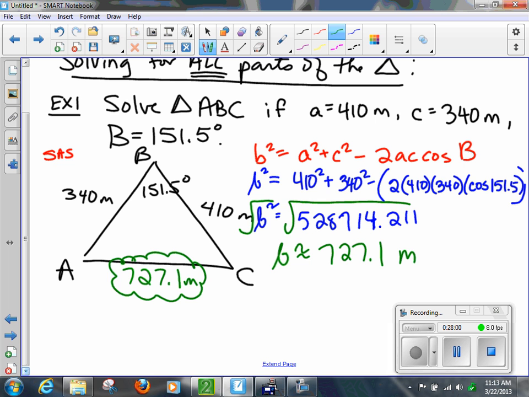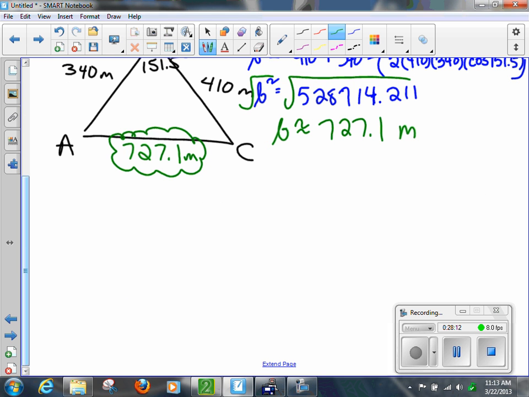Now, what do I have to do? We still have to solve for A or C. Which one do you want to solve for? A. All right, let's solve for angle A first. Which formula should I use? Cosine of A. And for our notes, let's solve it.